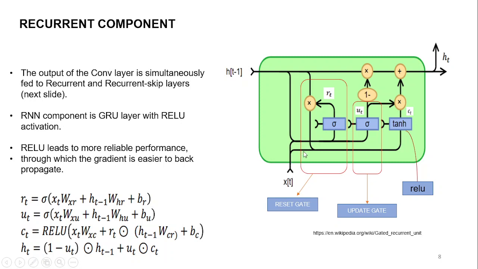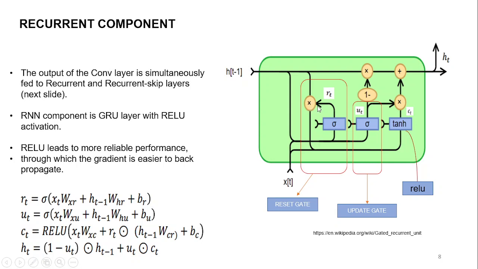And also for the update gate, X_t and the previous hidden state are also concatenated together and passed through a sigmoid activation function to give us u_t. And this is the formula, where W_xu is the weight assigned to the input matrix, and W_hu is the weight assigned to the previous hidden state, where b_u is the bias.